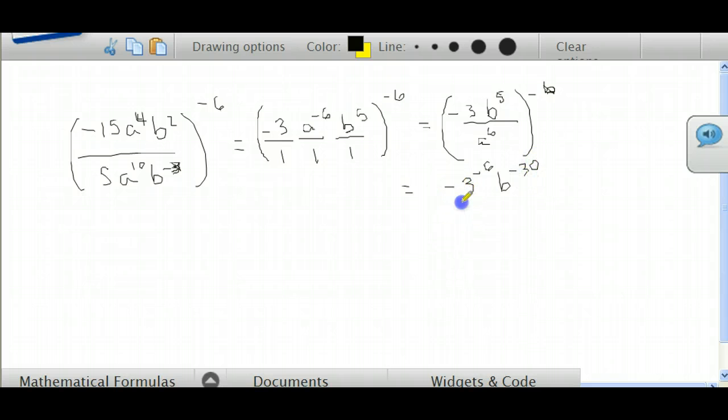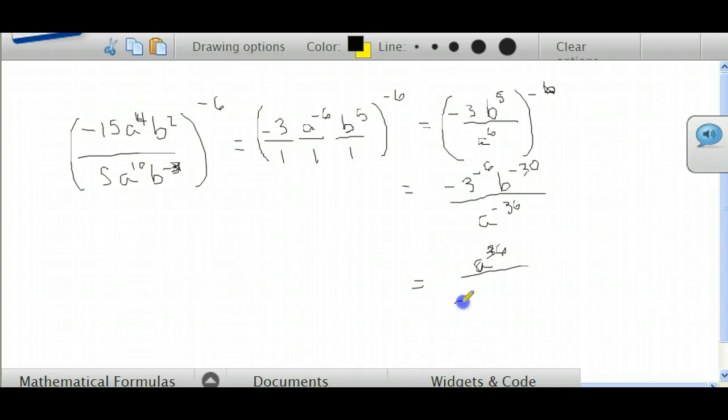And then a to what power? A to the negative 36. But what are you not supposed to have? They're all negative exponents, so what does that mean? They all need to be flipped. And so what goes to the top? A to the 36.